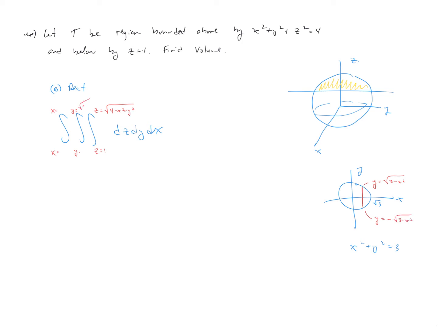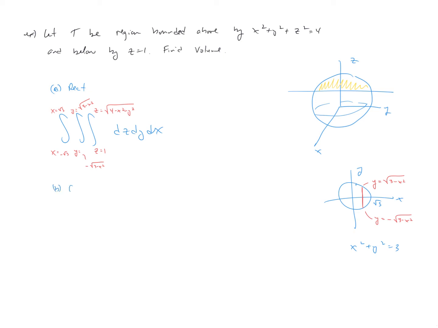So square root 3 minus x squared, and then I didn't quite leave enough room for this. You think I would learn by now. Negative root 3 minus x squared. And then for the x's, of course, that's going to range from here over to here. So negative root 3 to positive root 3. So there would be your rectangular setup.